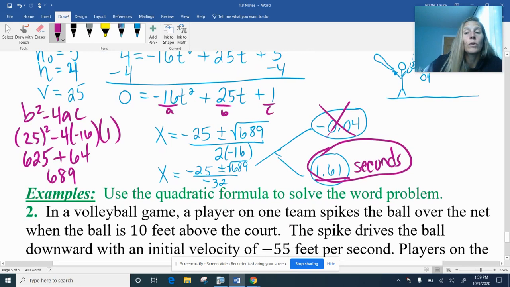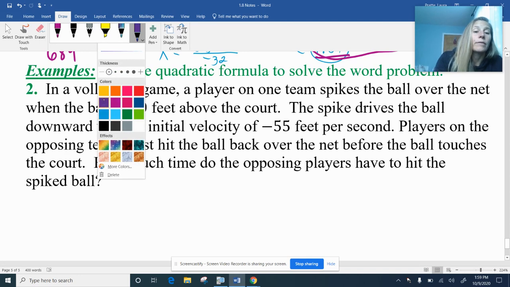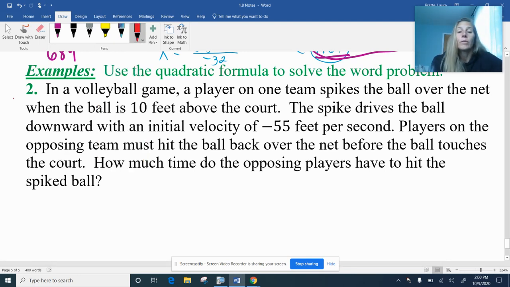Okay, so we're going to do one more of these. The only difference with this problem is going to be that it's going to have that motion downward like I talked about earlier. So in a volleyball game, a player on one team spikes the ball. So that's kind of when they come up on top of it and they just like slam it into the ground. So it's not going to go up at all. It's just going to be propelled towards the ground. And they do this when the ball is 10 feet above the court.